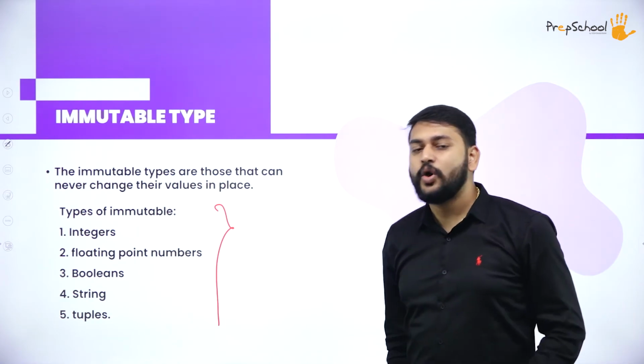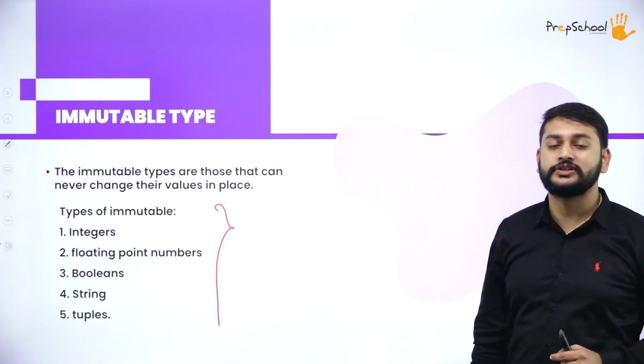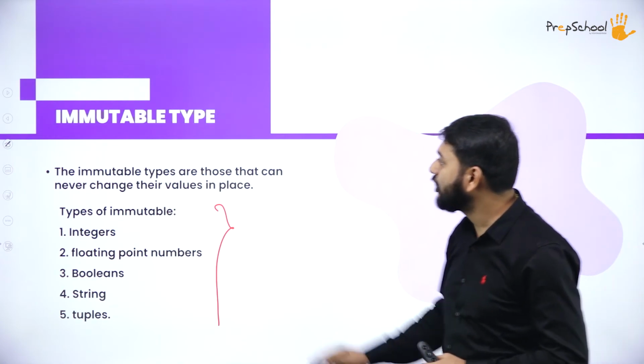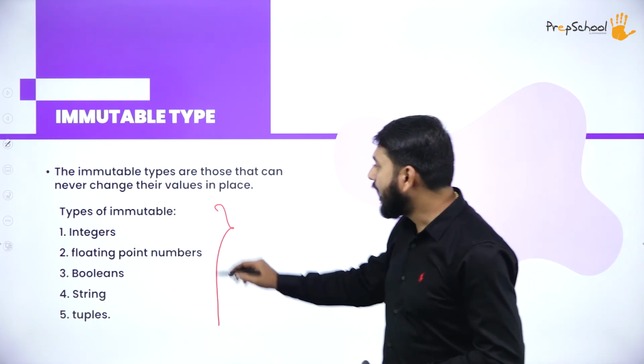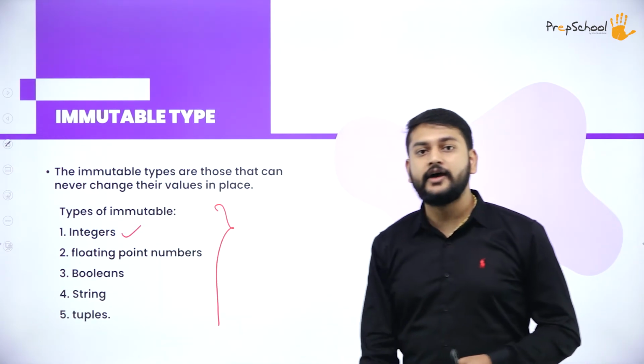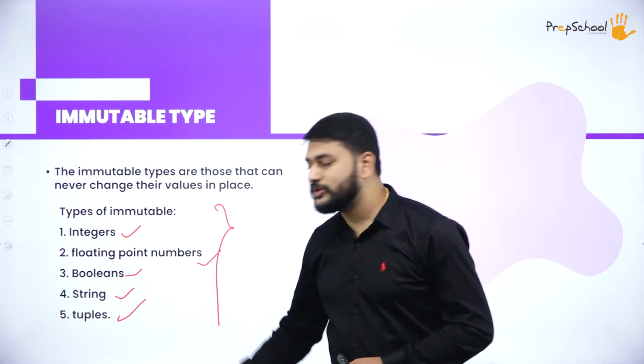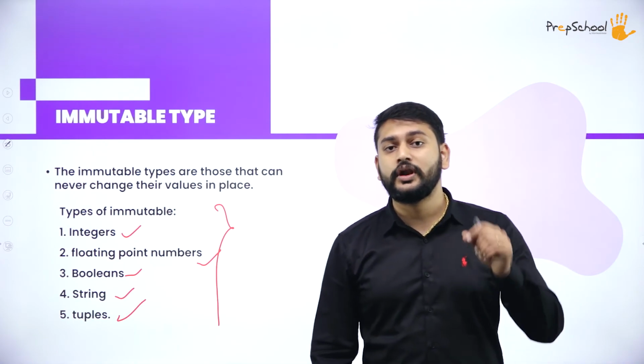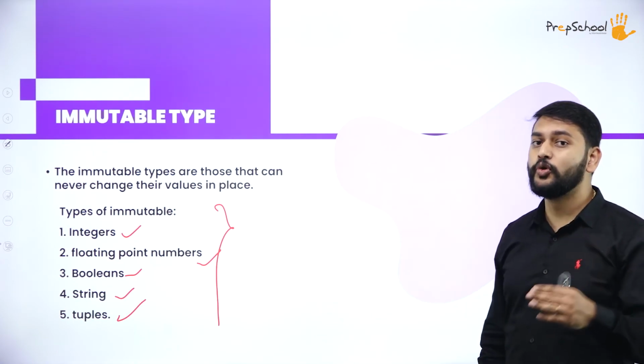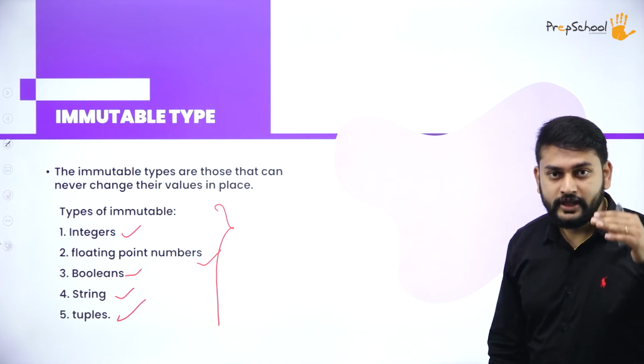So let me discuss the different data types which come under the category of immutable. I have integer, floating point number, boolean, strings, tuples. All these data types come under the category of immutable.